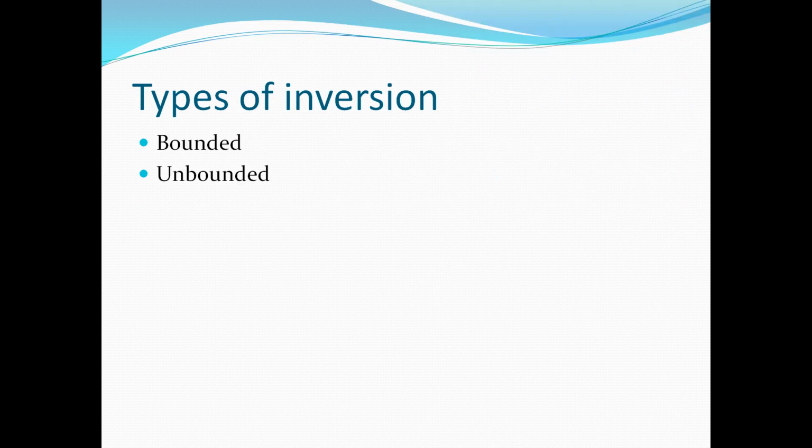Okay, now next, there are basically two types of inversion. First is bounded and the second one is unbounded inversion. So bounded means what? If the inversion gets over in a fixed time boundary, it is said to be bounded inversion. On the other hand, if the time for which priority inversion lasts is not bounded, then it is called unbounded inversion.